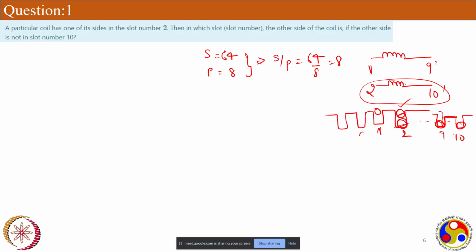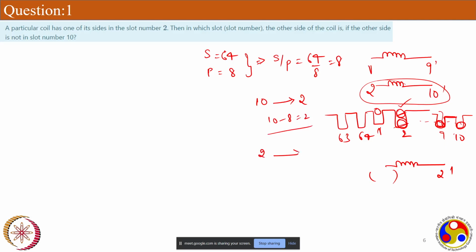It is nothing but 64, 63, like that. You have to go back. How will you go back? Because somewhere the coil will have 2 dash. We have to find this number. Now it's very simple. Now each coil span is 8, right? If it is 10, you will get the starting coil as 2. How will you get it? 10 minus 8 is equal to 2. That's how you get back.